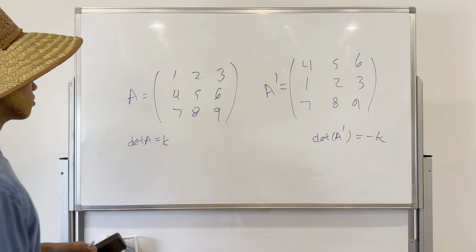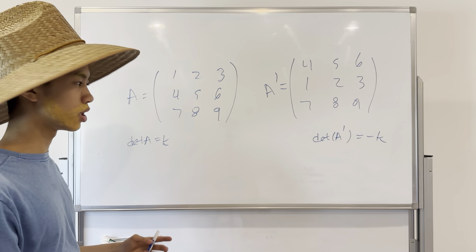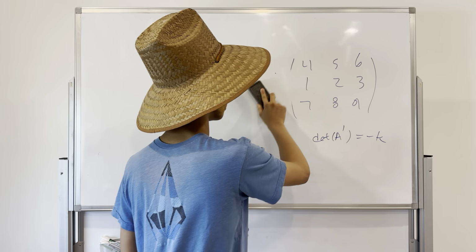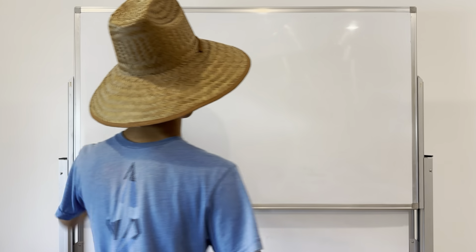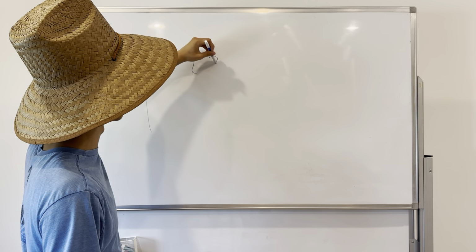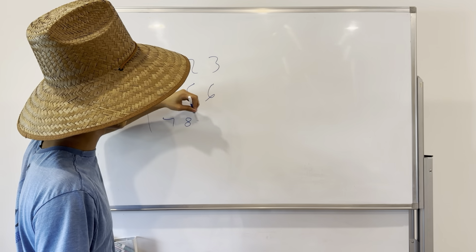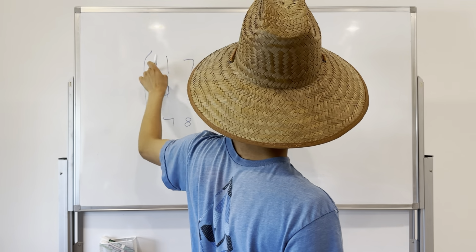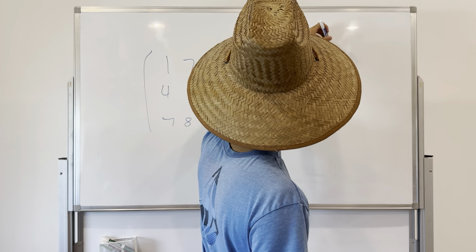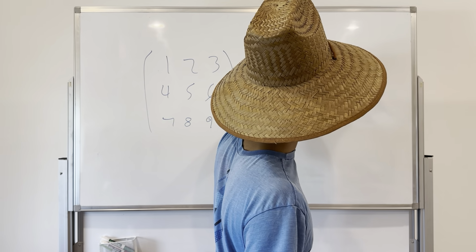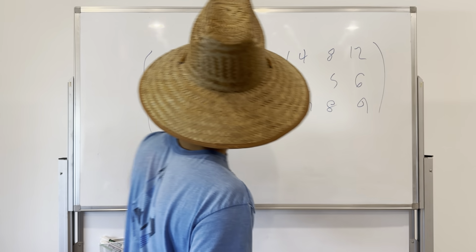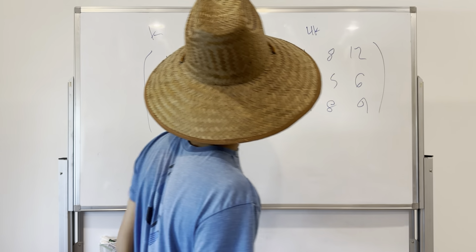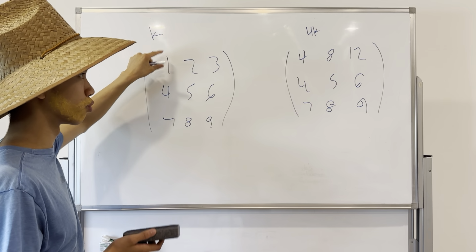And then, a row switching operation would flip the determinant sign, but keep the magnitude the same, but flip the sign. And then if you were to do something like 1, 2, 3, 4, 5, 6, 7, 8, 9, if you were to multiply a column or a row, so for example, if you were to multiply row 1 by 4, 8, 12, 4, 5, 6, 7, 8, 9. So say that the determinant of this is K, the determinant of this would be 4K. So it's however many you multiply the original row by to get the new row.